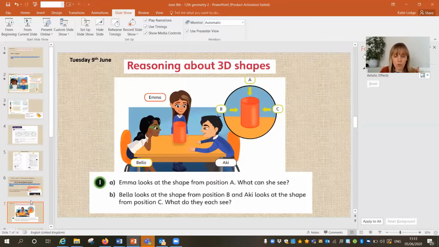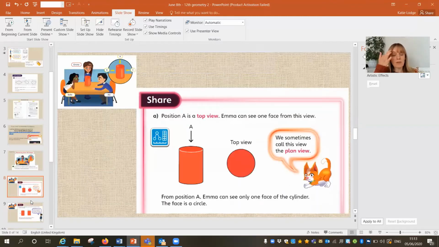So let's have a look at what they have found. So here is our share. I've kept this on the side so we can see. This is from Emma's position. Emma is looking down at the top, like from A. And look, when she looks down, she can see a circle. So the face is the circle looking at the top. We can sometimes call this the plan view. So almost if we were to draw a plan of this shape, what would it look like? It's a little bit like lower down the school, we look at a net of a shape, and this is how they create them, because they have to think about all the different faces.